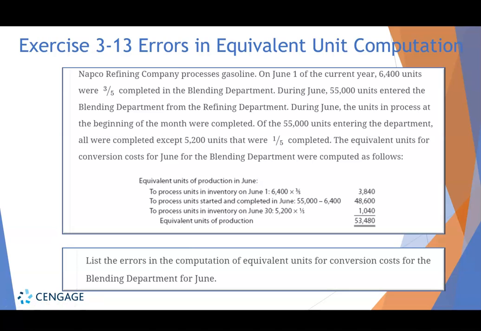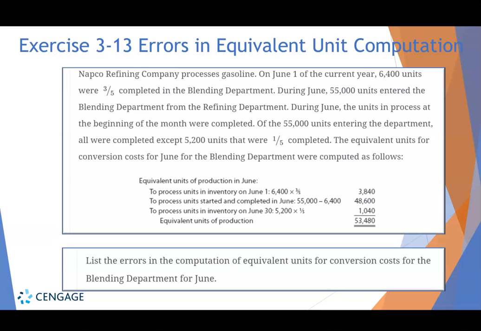Here, NAPCO Refining Company processes gasoline. On June 1st of the current year, 6,400 units were 3/5 completed in the blending department. During June, 55,000 units entered the blending department from the refining department. During June, the units in process at the beginning of the month were completed. Of the 55,000 units entering the department, all were completed except 5,200 units that were 1/5 completed.